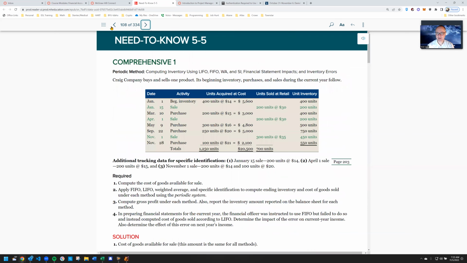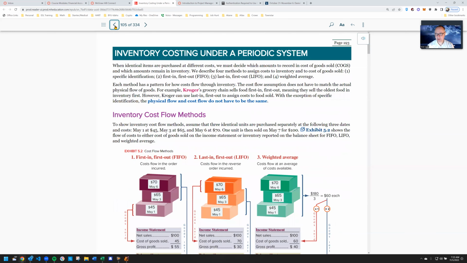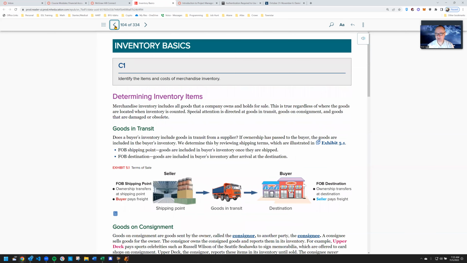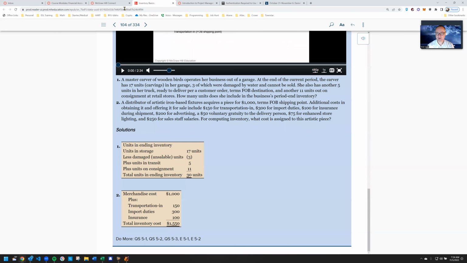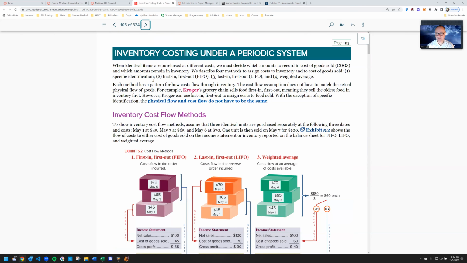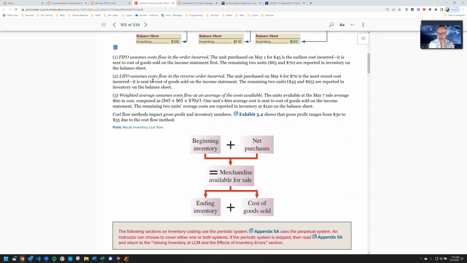The only other thing I wanted to cover, let's see if I can find it, is the difference between periodic and perpetual. Let's see where we find that. Inventory basics. It's important to note that in my mind, the only difference between periodic and perpetual is the slice of time. Perpetual means that you're looking at it every time you do a transaction, right? You're looking at the past in terms of what's been purchased and what's left in inventory.